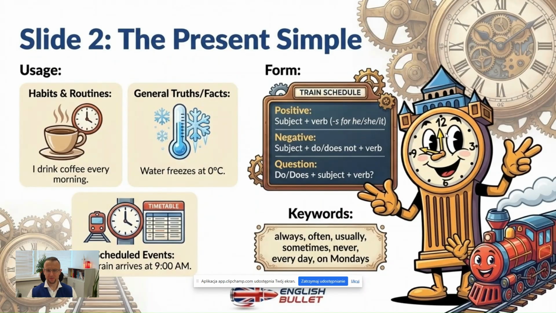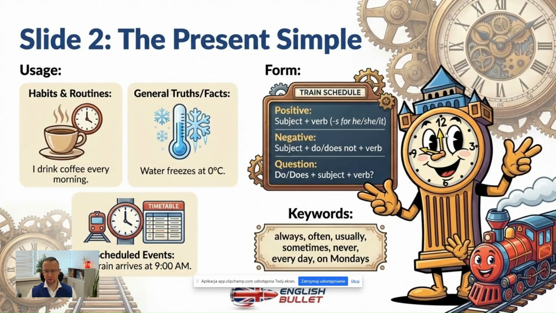Then general truths and facts. Water freezes at 0 degrees Celsius. It's a fact. It just happens. It's always true. And the third case in which we commonly use the present simple tense is scheduled events, like the train arrives at 9 a.m., the film starts at 10 a.m., the bus comes at 1 p.m. It's a schedule, it's written, it has been planned, and something follows that schedule. So, present simple: habits and routines, general truths and facts, and scheduled events.